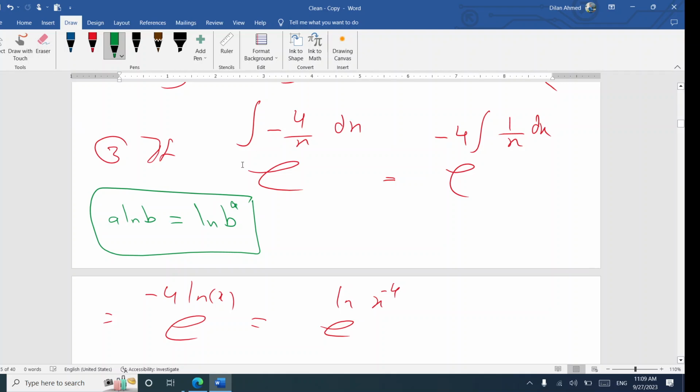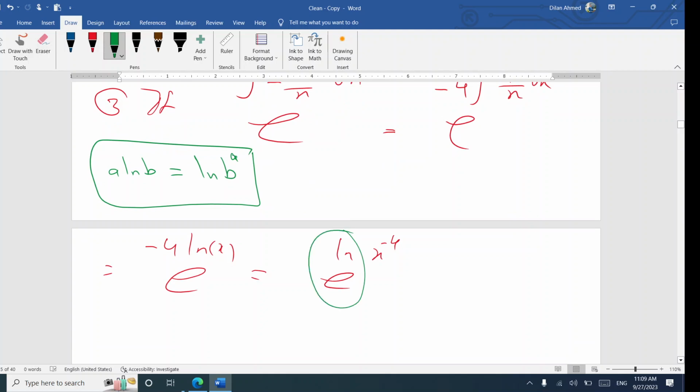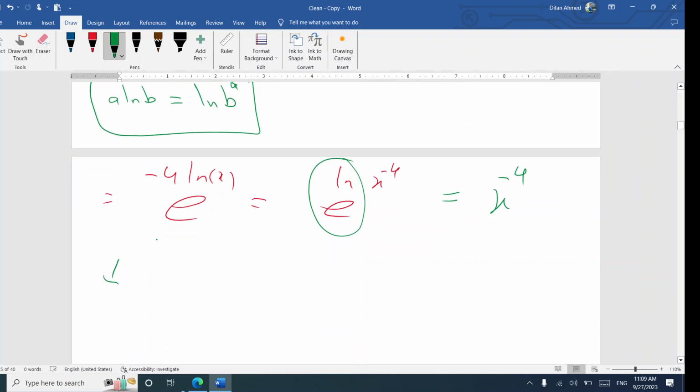Why do we do it like that? Because we need to eliminate. Now I can eliminate, and it is easier than before. So the integral factor is x to the power minus 4.